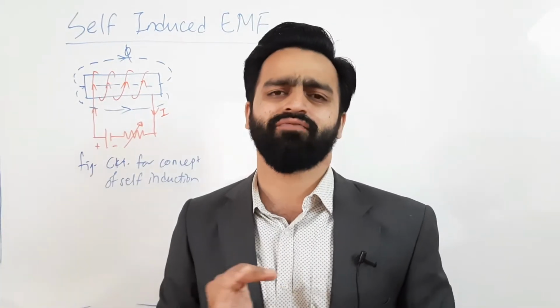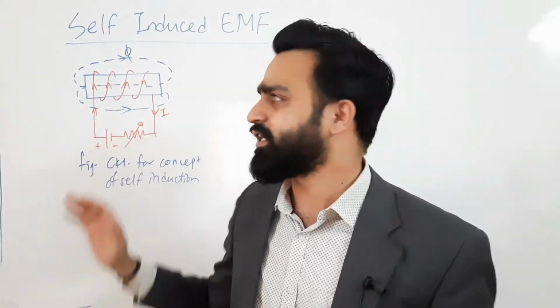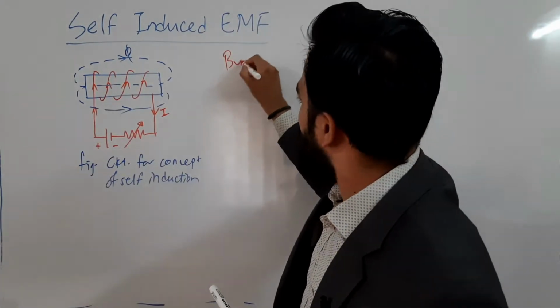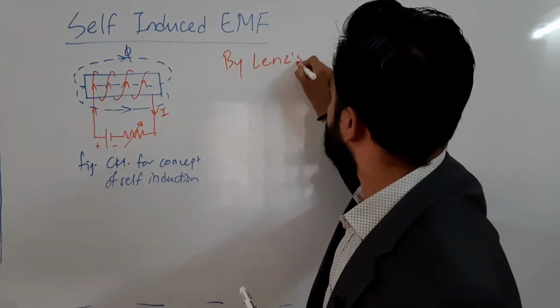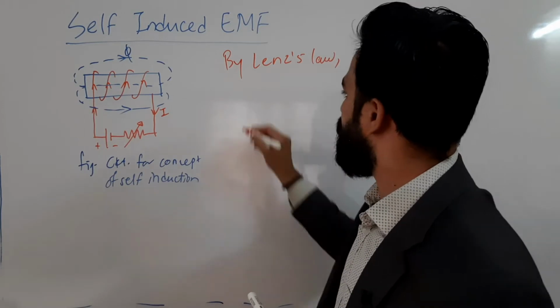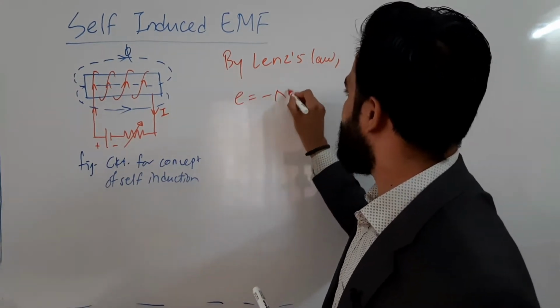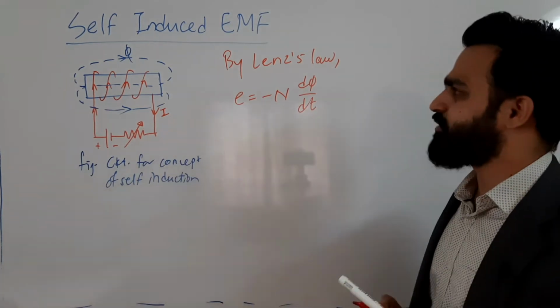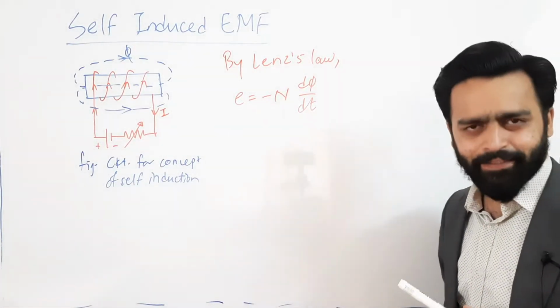Lenz's law is the basis for deriving all the equations related to electromagnetic induction. So I am writing by Lenz's law. What we know by Lenz's law? E is equal to minus N d phi by dt, right? E is equal to minus N d phi by dt.